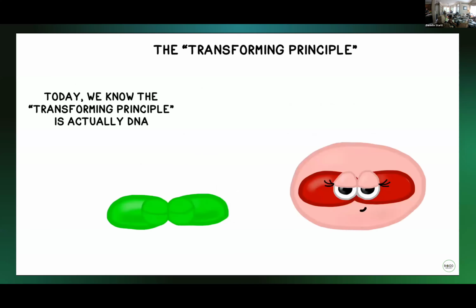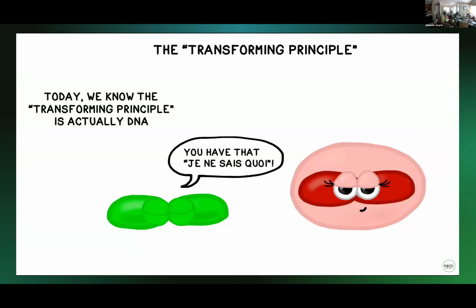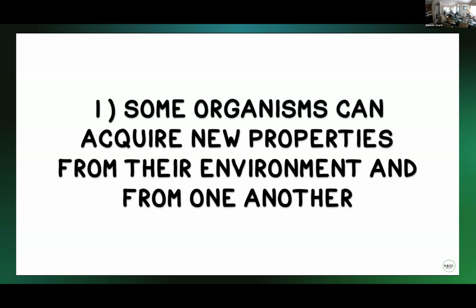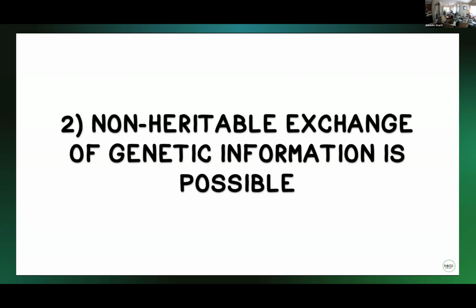At the time of his experiment, the exact nature of this transforming principle was unknown to Griffith. It took almost 20 more years before Avery, McLeod, and McCarty's work in 1944 confirmed that nucleic acids and not proteins are the molecules of heredity. However, Griffith's groundbreaking work proved that some organisms can acquire new properties from their environment and from one another, and also that non-heritable exchange of genetic information is possible.